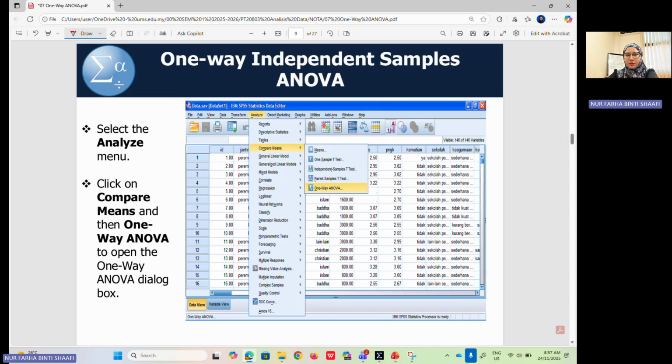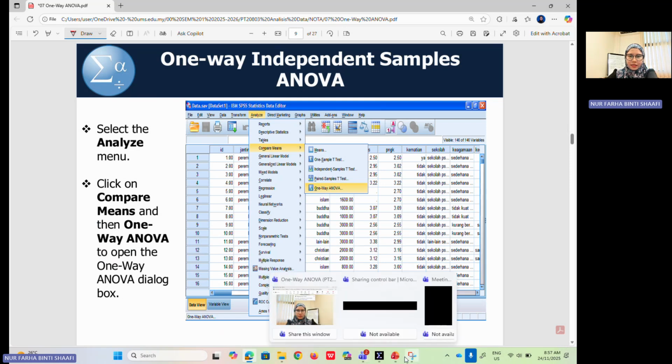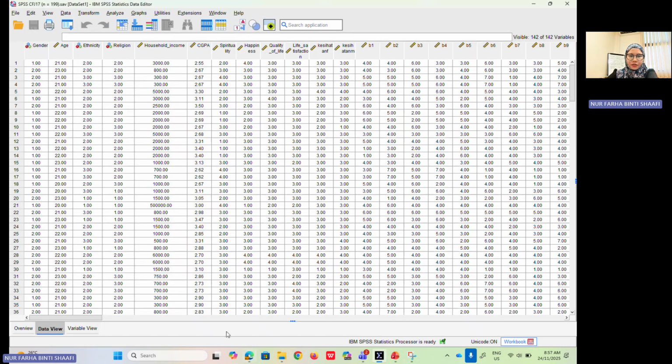So let's take a look at how to run the analysis in SPSS. Let me show you how to run it. I open the SPSS for you. This data is actually not the stress data that we used in our class previously. This is the data, namely SPSS CFJ17, with a sample number of 199. You can use this data sample, the SPSS database that I have uploaded in ITEL under the One Way ANOVA section for today's class.